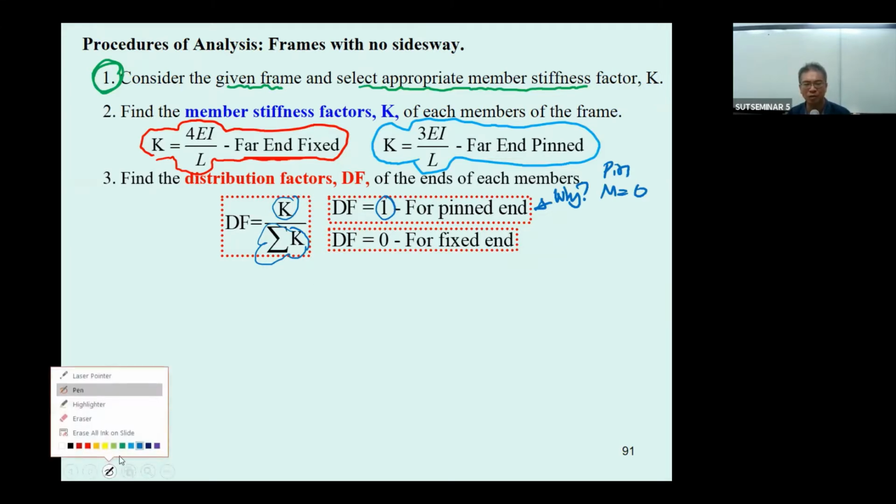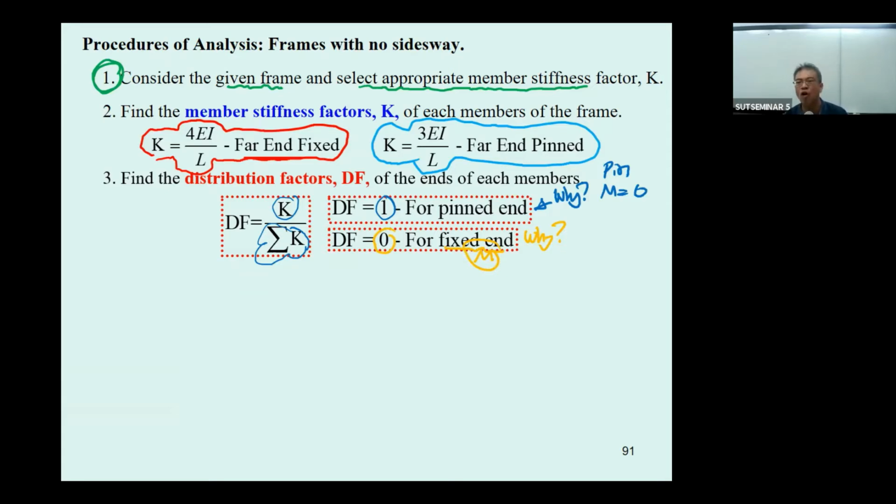Opposite to this, you may consider the fixed end. How come the distribution factor is 0 for the fixed end? Because the fixed end takes all the moment that comes into the fixed end. No distribution. So when you have the moment of 100 times 0, it is 0. So you may call this no distribution of moment.